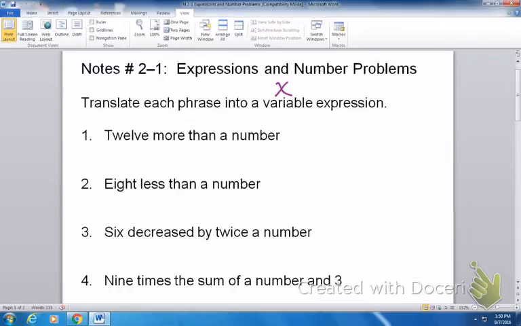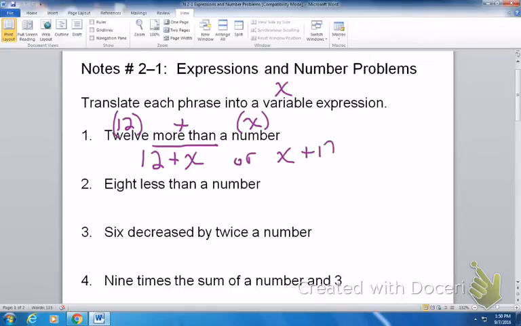Let's look at number 1. 12 more than a number. Well, more than means increasing, so we must be adding. Now it says a number, and it says 12. A number is going to be our x value, and then obviously we're going to use 12 for 12. So it's 12 more than a number. Or you could write that as a number plus 12. Either way is perfectly fine.